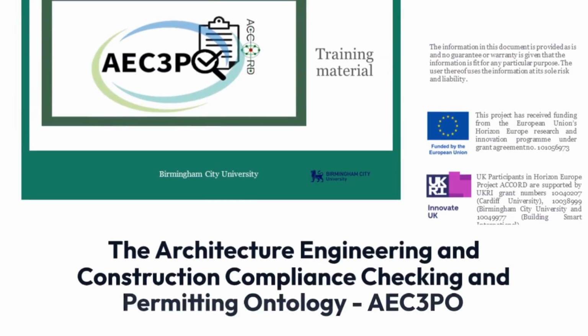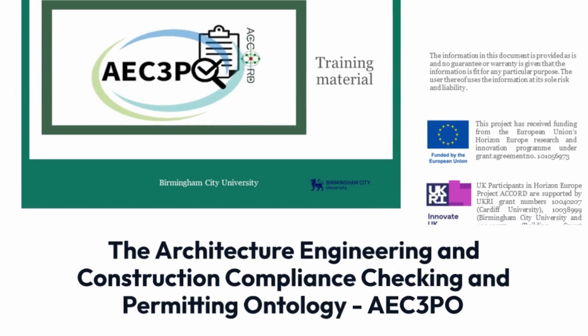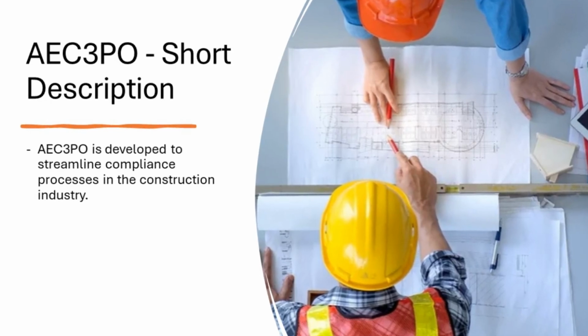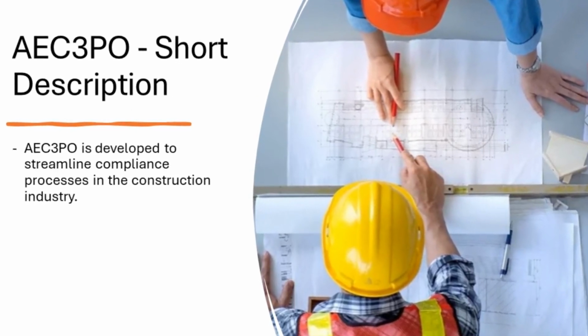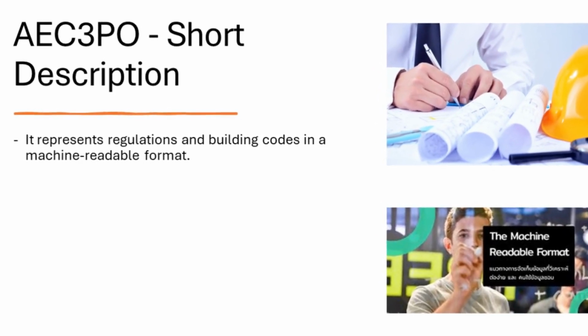The Architecture, Engineering, and Construction Compliance Checking and Permitting Ontology, or AEC3PO, is a semantic knowledge model developed to streamline compliance processes in the construction industry. It represents regulations and building codes in a machine-readable format.